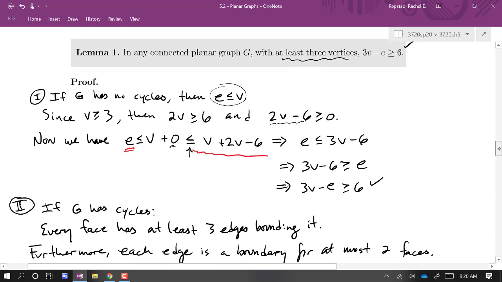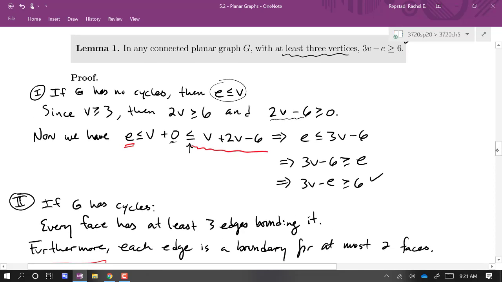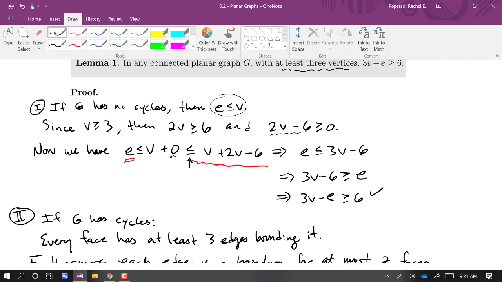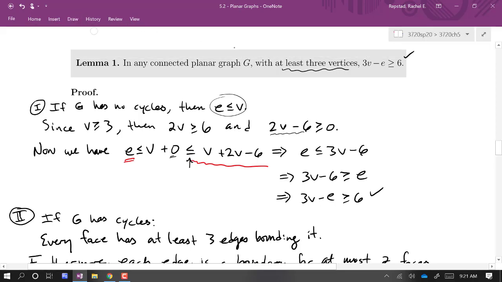The nice thing about this lemma is that if we have a graph that is connected, if it's planar, it must be the case that 3v minus e is greater than or equal to 6. We don't need to assume anything about the number of faces, just the number of vertices and edges. And so the way that this lemma is often used is it can be used to show that something is non-planar by using the contrapositive. So if we have a graph that is connected, if this inequality does not hold, then we can deduce that it is not planar.